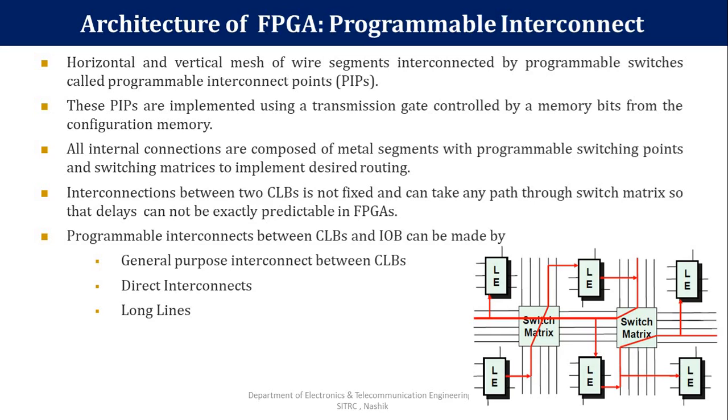These programmable interconnection points are implemented by using transmission gates, and these are controlled by the memory bits from the configuration memory. All the internal connections are composed of metal segments with programmable switching points and switching matrices to implement the desired routing. Means all these connections, metal segments having these programmable switching points and switching matrices, are used to implement the desired routing.